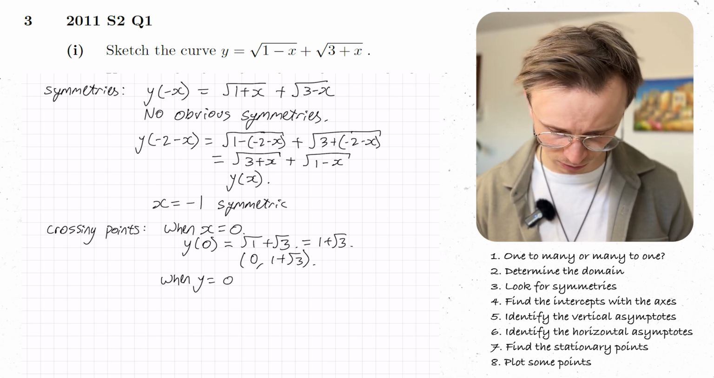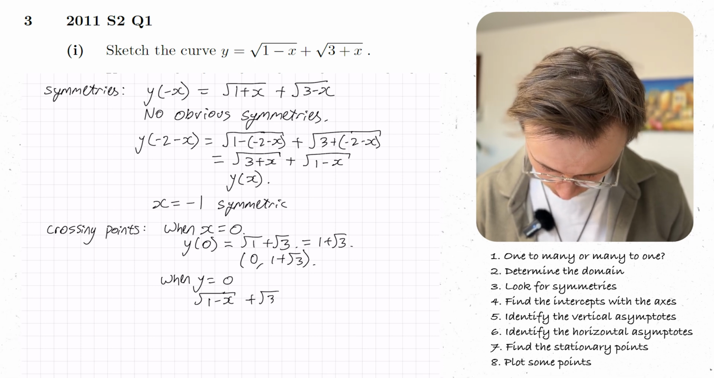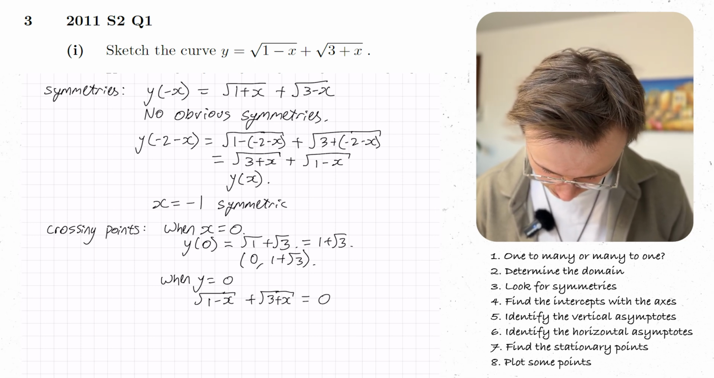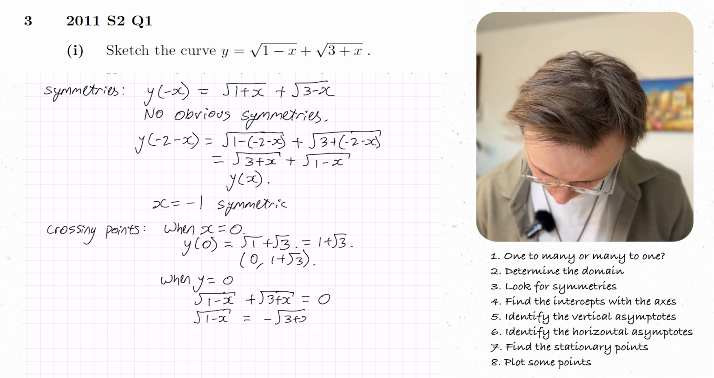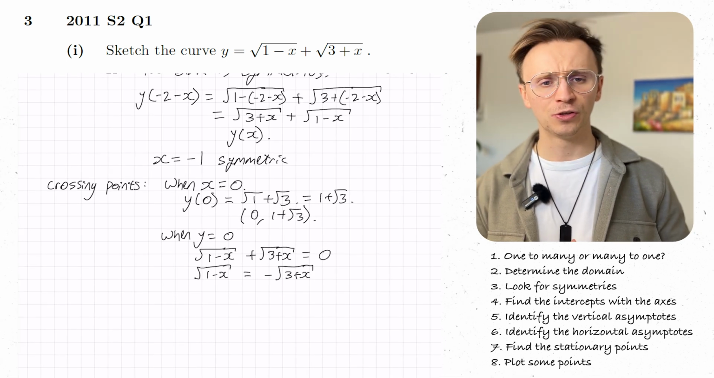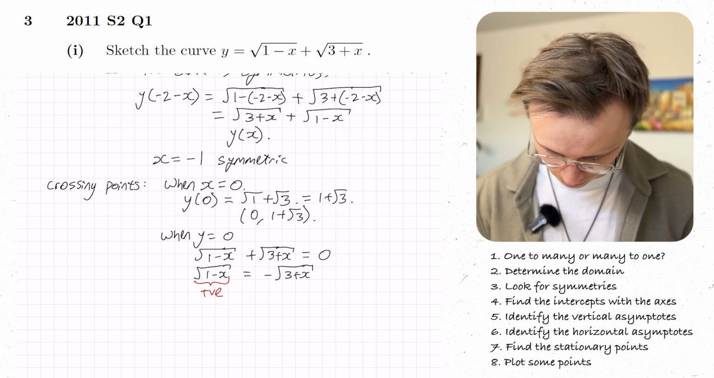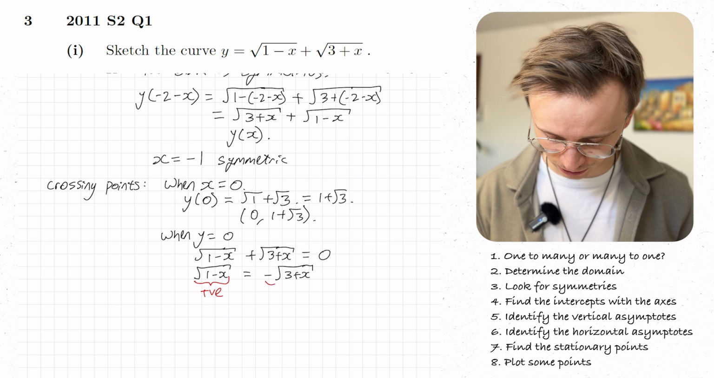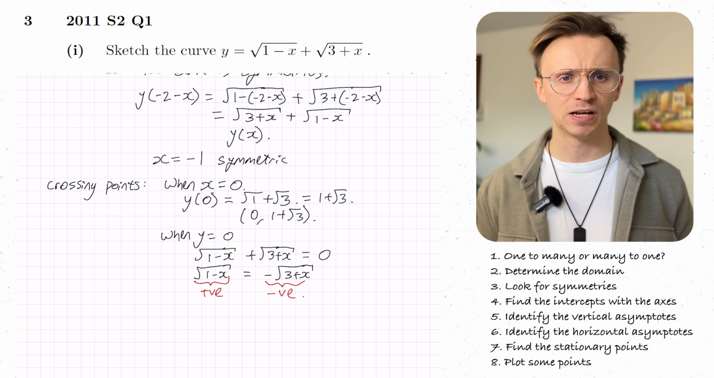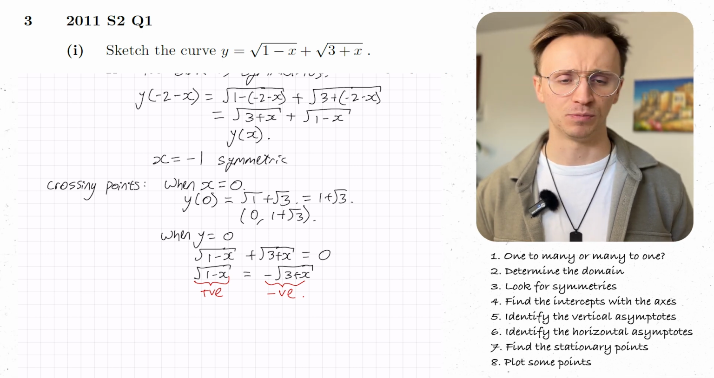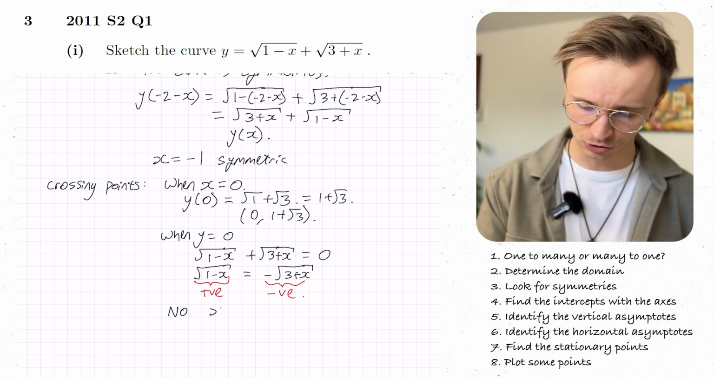Well, what do I have when y equals 0? I have that the square root of 1 minus x plus the square root of 3 plus x is all equal to 0, so therefore the square root of 1 minus x equals minus the square root of 3 plus x. Okay, so this is where it goes a bit wrong. If you look at the left-hand side, I have a positive, as long as it's not 0, and on the right, I have a negative. So the only way these two sides can match is if they're both 0. But I can't have these both equal 0. For the left-hand side, I would need x equals 1. For the right-hand side, I would need x equals minus 3. So there is no x-intercept.